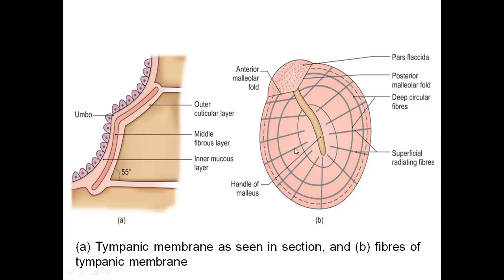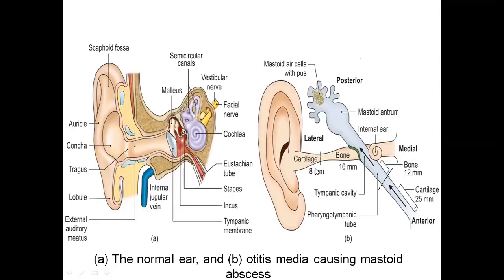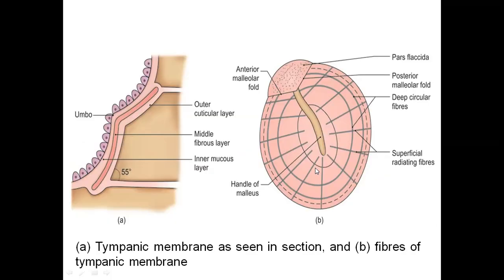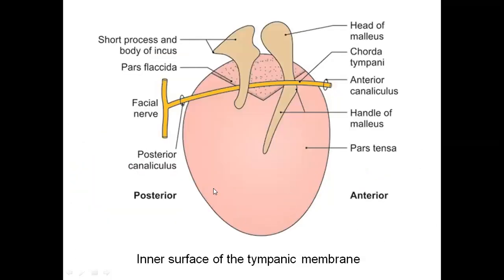The intermediate fibrous layer has radiating fibers, okay, like sun rays, and then it has circular fibers also. So because the tympanic membrane is a 5 marks question, I want everybody to draw these pictures while answering this question for your final exams. Okay, this is the inner surface of the tympanic membrane.